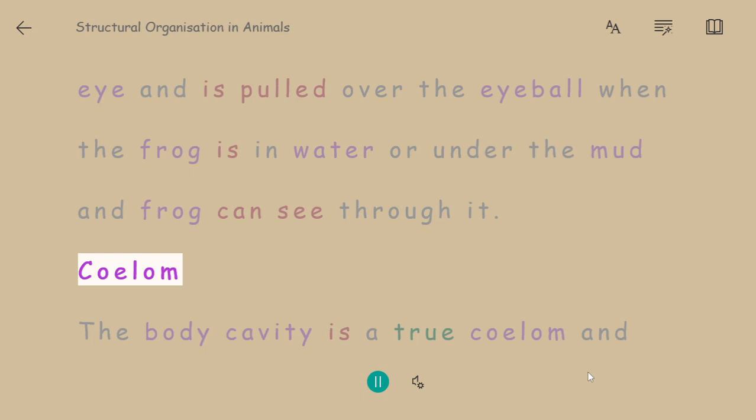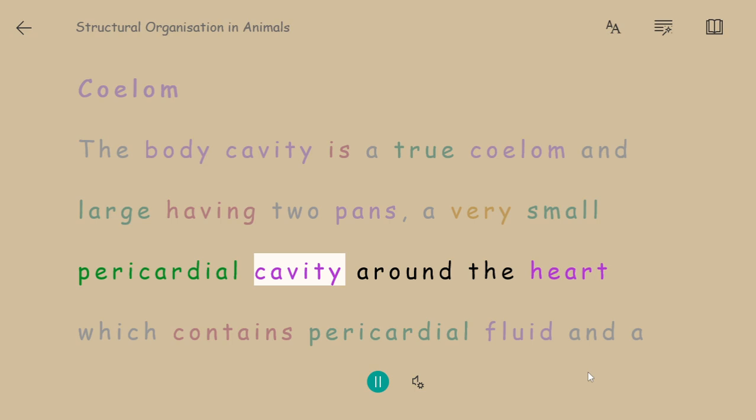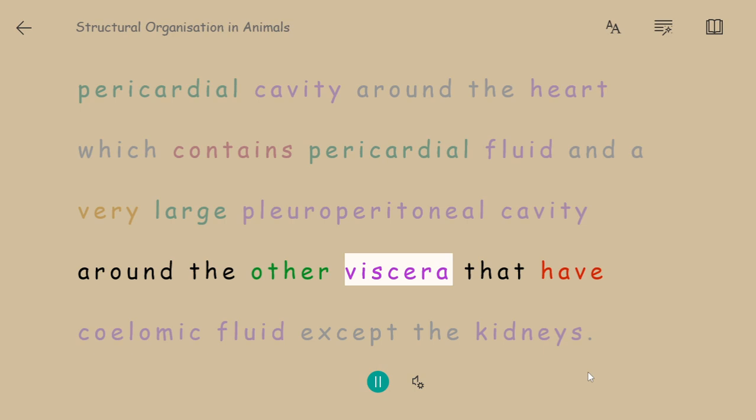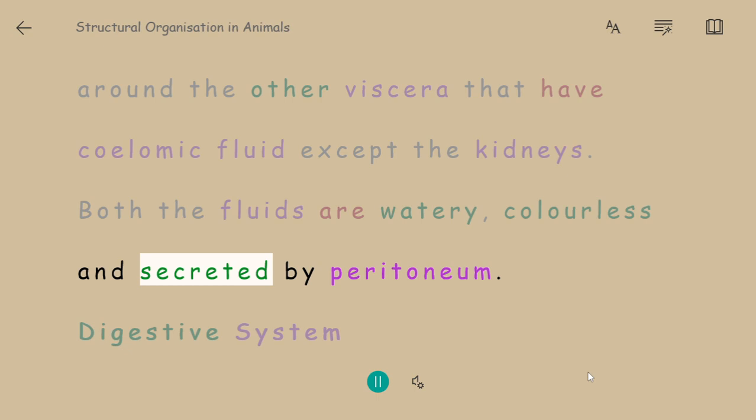Coelom. The body cavity is a true coelom and large, having two parts: a very small pericardial cavity around the heart which contains pericardial fluid, and a very large pleuroperitoneal cavity around the other viscera that have coelomic fluid, except the kidneys. Both the fluids are watery, colorless, and secreted by peritoneum.